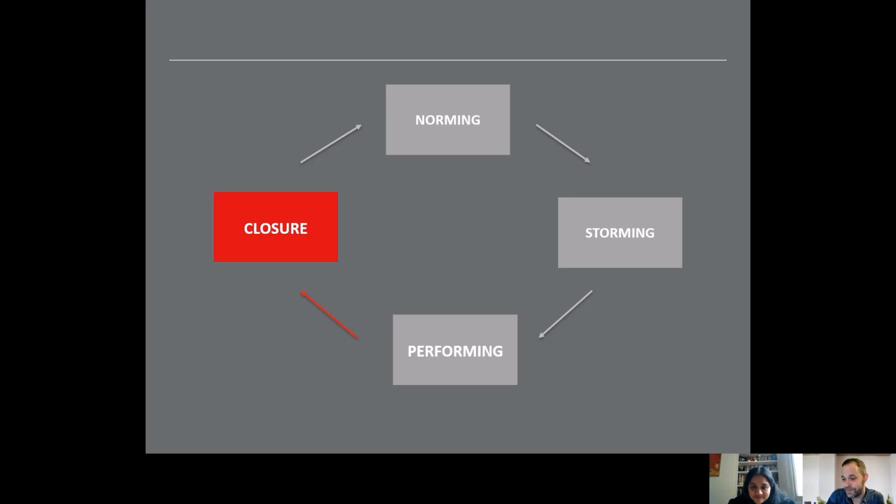And then when they've got through that performing stage, or they continue to perform together, we look at this idea of closure, which was actually quite new to me in the Tuckman's model. I'd not seen the word closure before. You might be able to just expand on what that means for a group.